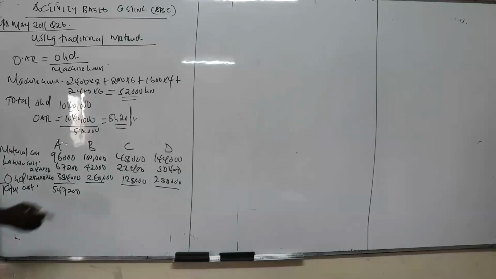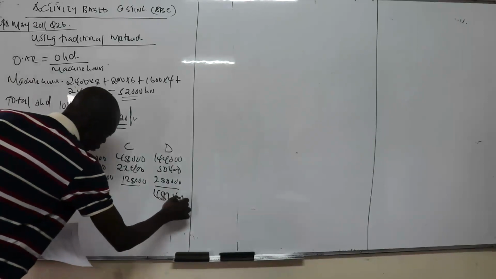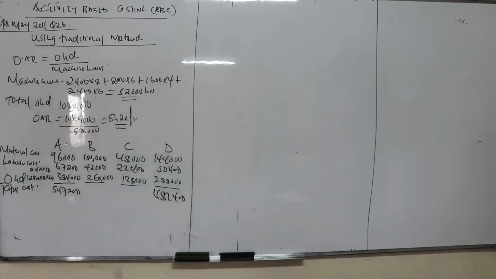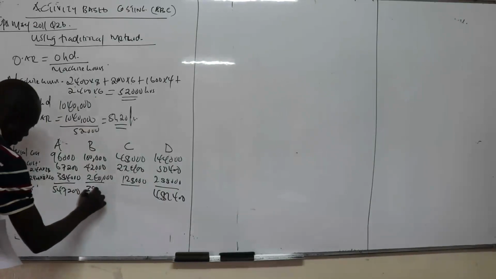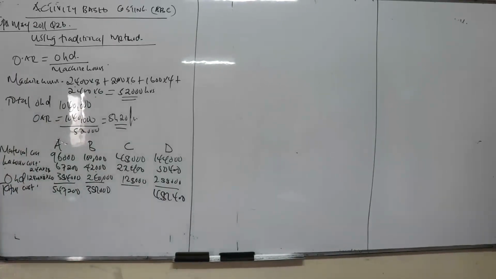Product B, the total cost will be material, labor, and overheads: 100 plus 42 plus 240. How much do you get? Product D, how much? 482,400. Products B or C? $382,000. C? 198,400.